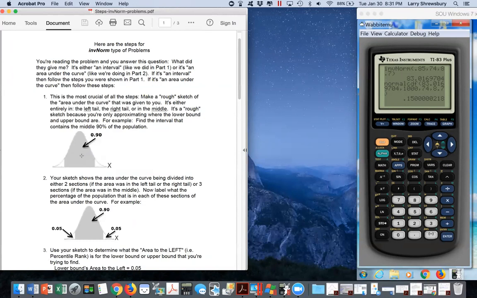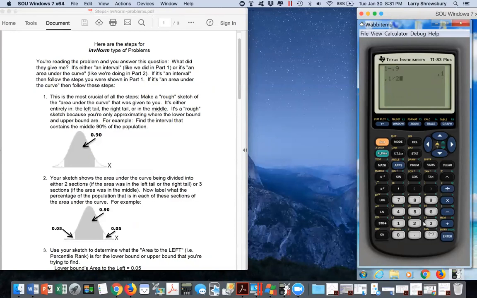But your sketch is critical here, because what you have to do is take the entire area under the curve, which is 1, and whatever the middle percentage is, subtract that from 1. So 0.9 in this example here. So the two tails add up to the difference. Whatever that is, divide it by 2.